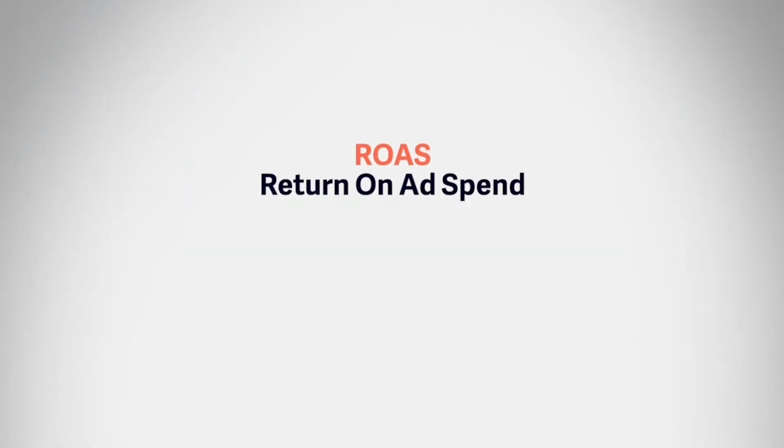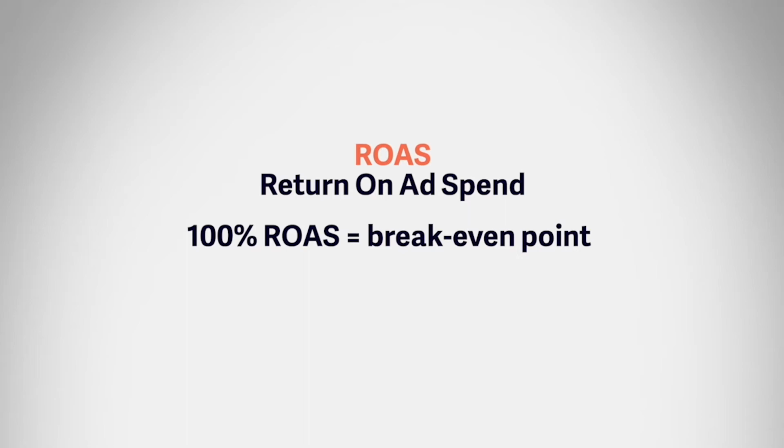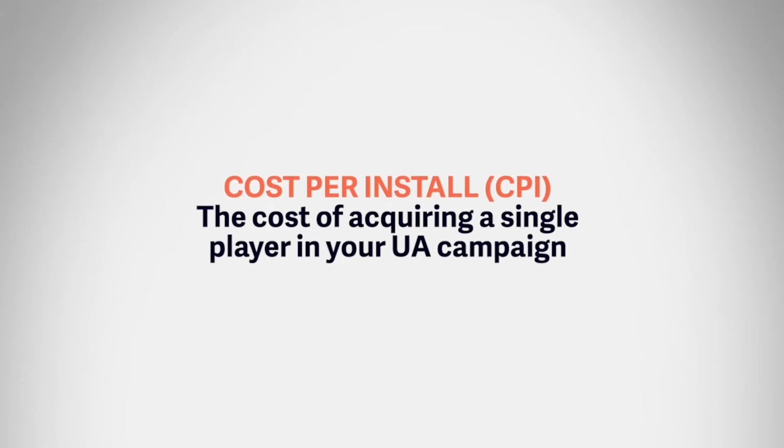The understanding of user acquisition begins with the understanding of the concept of return on ad spend, or ROAS for short. ROAS is typically measured as a percentage, with 100% ROAS indicating a break-even on user acquisition activities. There are three key metrics that can impact and change the behavior of your return on ad spend. The first one is CPI, or cost per install. This measures the amount of money it costs you to acquire a single player in your UA campaigns.